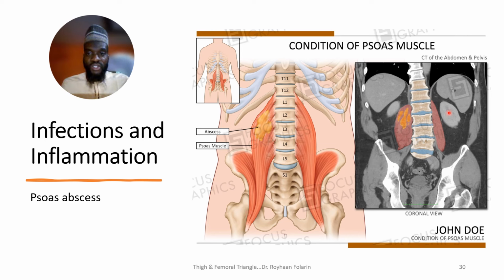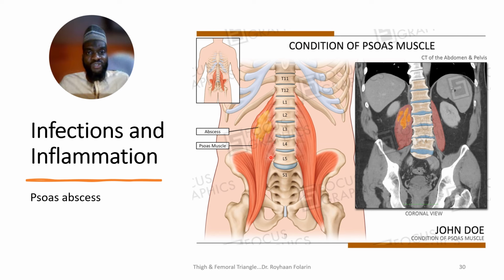So this is the coronal view, otherwise known as frontal view. Okay, so here is the abscess, and remember this is your psoas muscle. So if untreated, a psoas abscess can spread, causing sepsis or damage to surrounding structures like the femoral nerve, which will further lead to other neurological deficits.